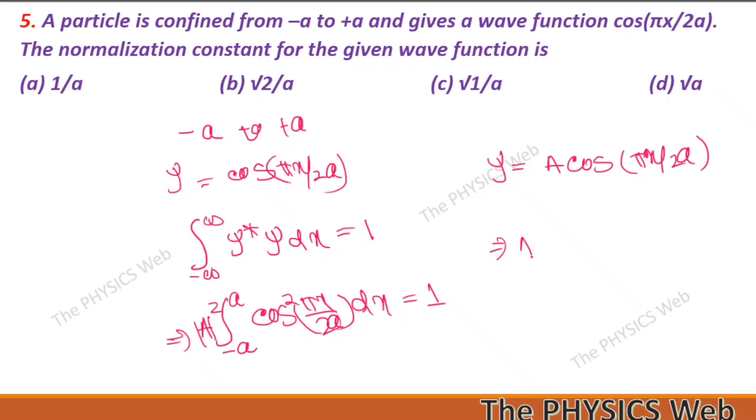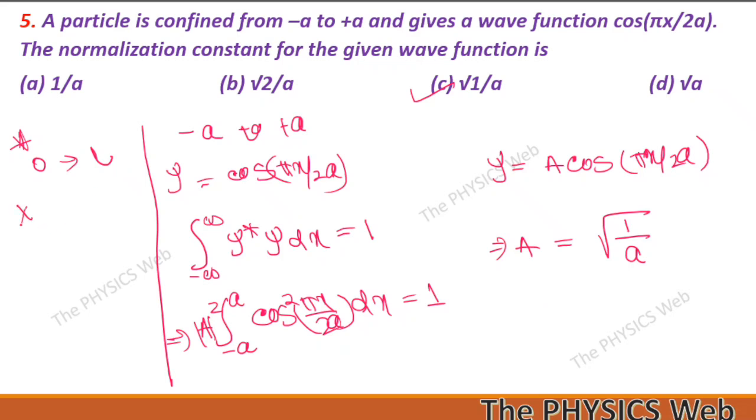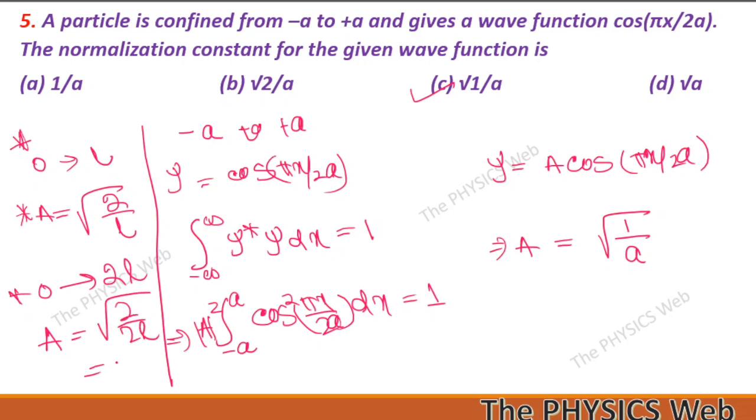So you will find that A will be equal to square root of 1 by a. So C is your correct option. But remember one thing here: whenever the box length is given, like if the box length is from 0 to L, then in that case the normalization constant will be square root of 2 by L. Okay. And when the box length is given as 0 to 2L, in that case the normalization constant will be square root of 2 by 2L. So the answer will be square root of 1 by L.